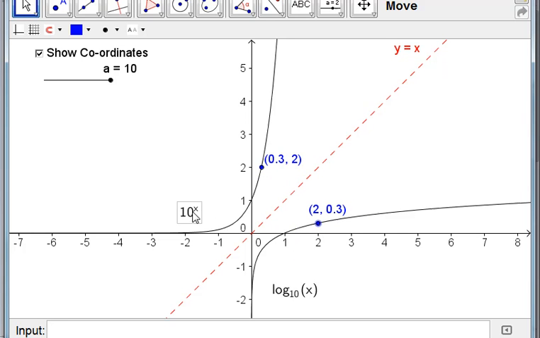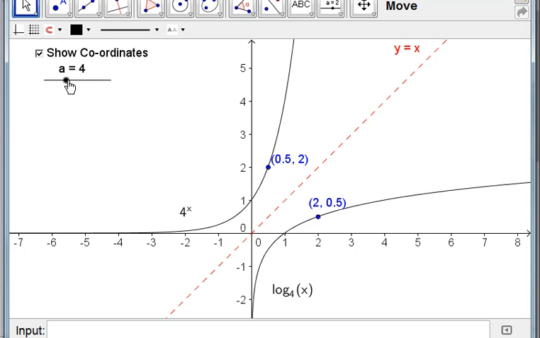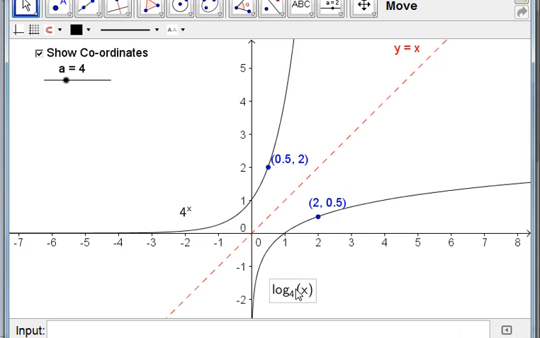I could also generalize even more and change this to 9, so 9 to the power x. Notice that the inverse function of 9 to the power x is log to the base 9 of x. And if I change this to say 4, then 4 to the power x, the inverse is log to the base 4 of x. So you can see that these bases here, the base of the exponential function and the base of the logarithm, are the same for the inverse functions.